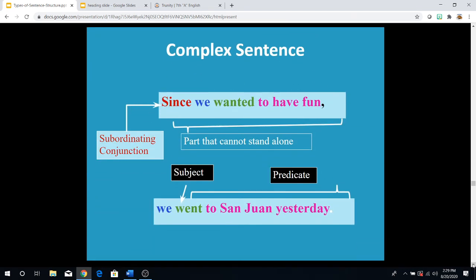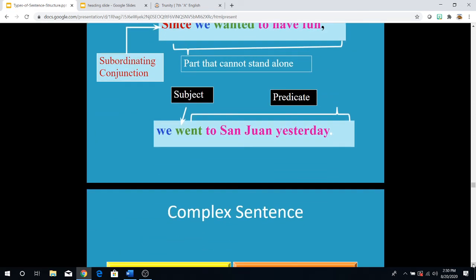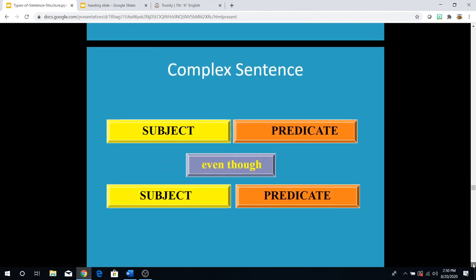Breaking down the sentence, since is your subordinating conjunction. We is your subject. Went to San Juan yesterday would be your predicate. Now, if you take a look at this, the part "since we wanted to have fun" is the part that cannot stand alone. So that would be what we know as a subordinate clause or a dependent clause.